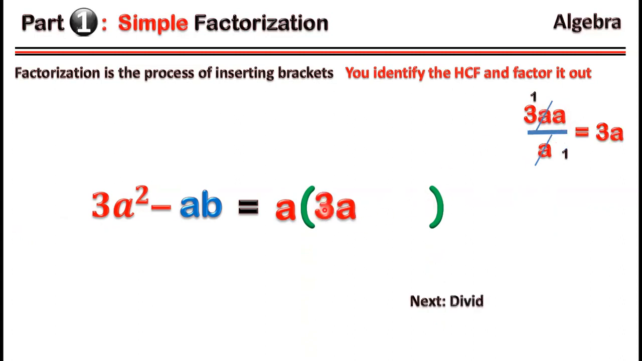And then the next thing, we divide minus ab by a. So this will give us minus ab divided by a. The a here will cancel one of those a's, we'll be left with minus b. We copy it into the bracket. So the factorization is complete.